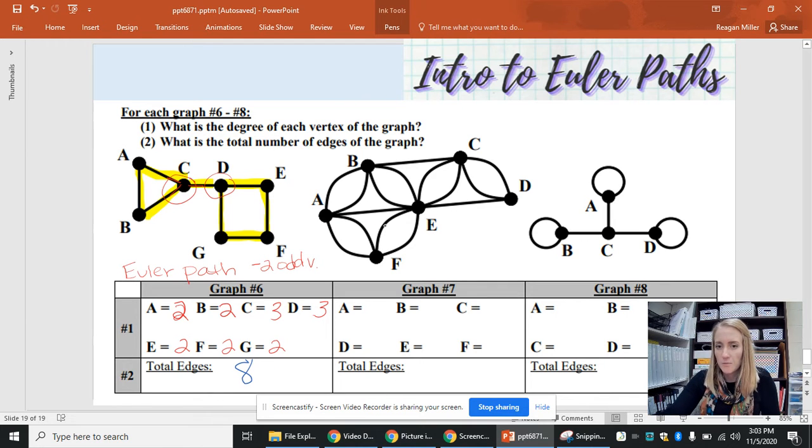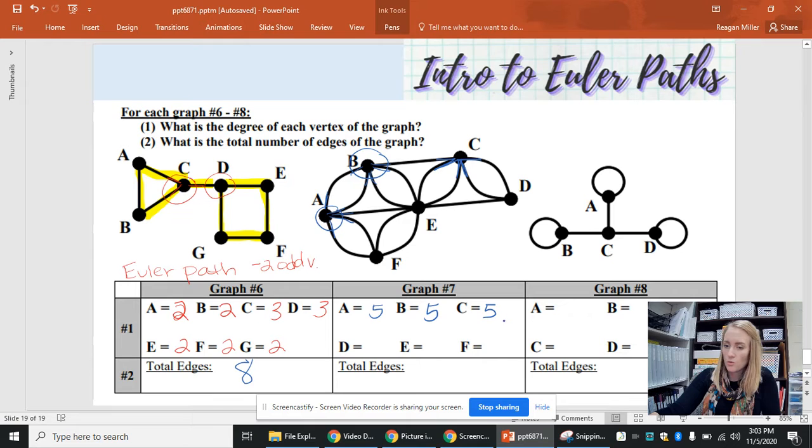Okay, let's look at number 7, graph number 7. So here for A, we have 1, 2, 3, 4, 5. So that's odd. B is 1, 2, 3, 4, 5, also odd. C is 1, 2, 3, 4, 5.